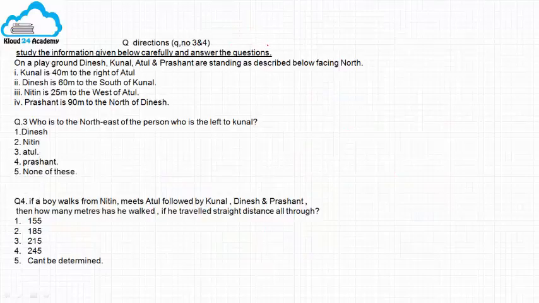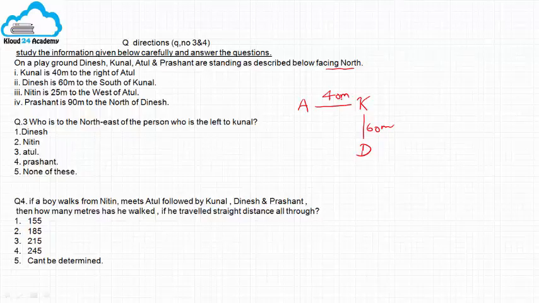Study the information given below carefully and answer the questions. On a playground, Dinesh, Kunal, Atul and Prashant are standing as described below, facing north. So all are facing north. Four people are there. First, Kunal is 40 meters to the right of Atul. So suppose Atul is standing here. Kunal is 40 meters to the right, so to the right of Atul will be here, Kunal, 40 meters. Dinesh is 60 meters to the south of Kunal. So south of Kunal will be down 60 meters. Here is Dinesh.